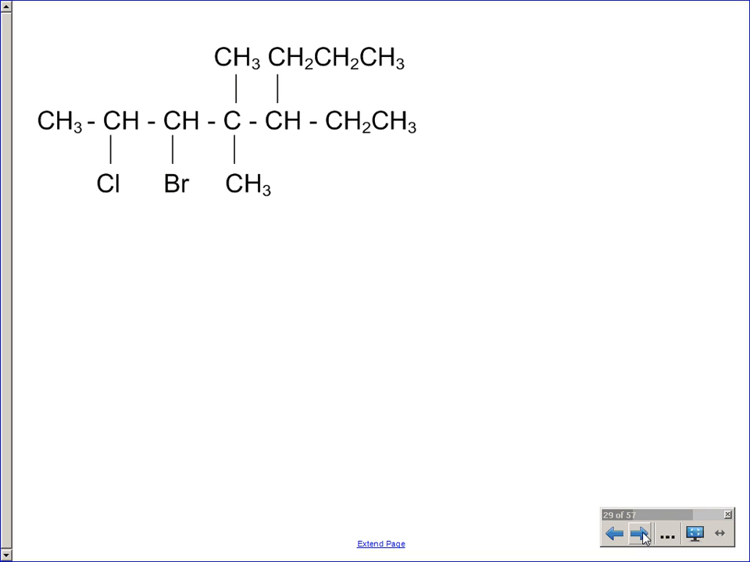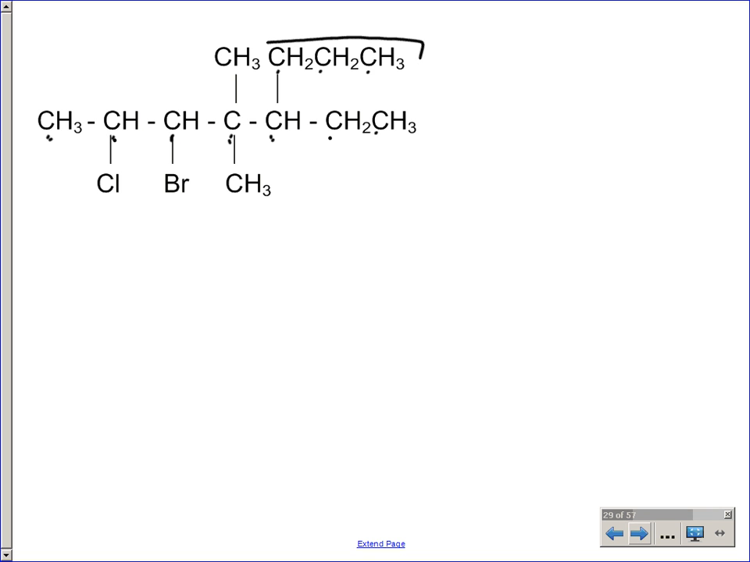This structural formula has a lot going on. It's got a branched pattern, so we need to recognize where the longest continuous chain of carbons is. Hopefully you've already done this, but the longest chain is not this one. 1, 2, 3, 4, 5, 6, 7. That's seven carbons. If you look really closely, you'll see that there's something bigger, and that's actually 1, 2, 3, 4, 5, 6, 7, 8.